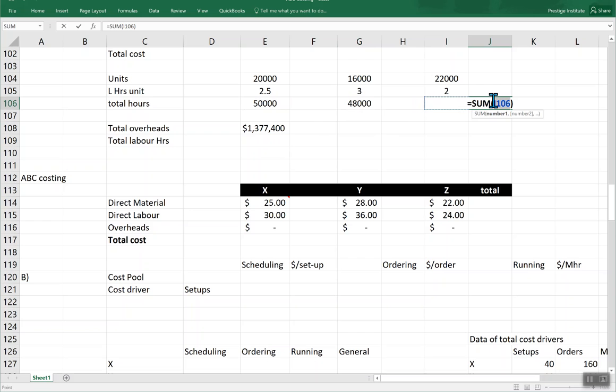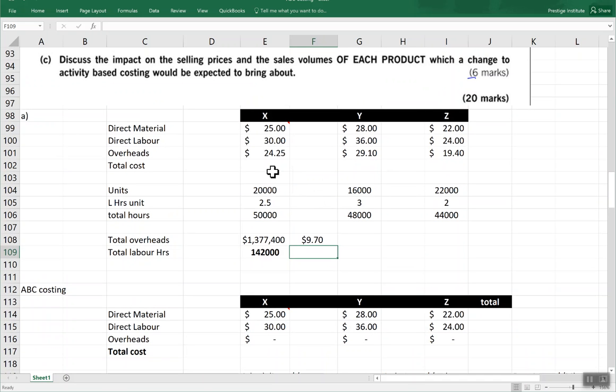So adding it together, we will have total hours, which is 142,000. So 1.3 million divided by 142,000 will give us 9.7 per hour. Now, I've already linked that. If you take the hours and multiply by cost per hour, it will give you the overheads per unit. Adding it together, we have 79 total cost, 93 total cost, and 65 total cost. So this is using absorption costing.